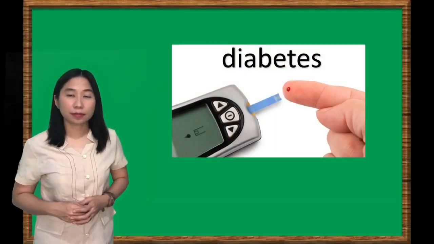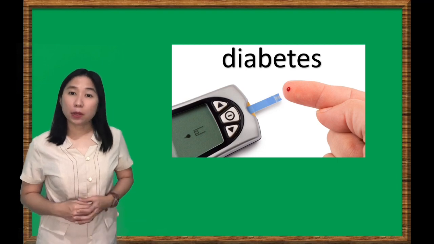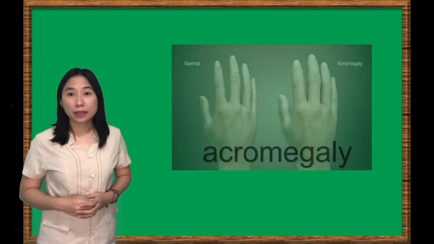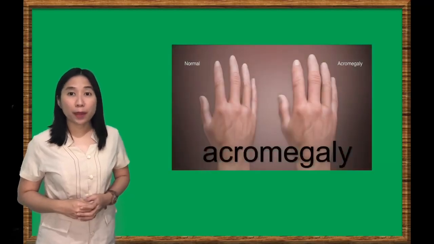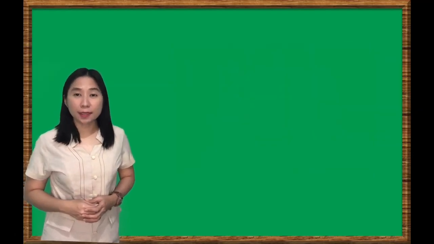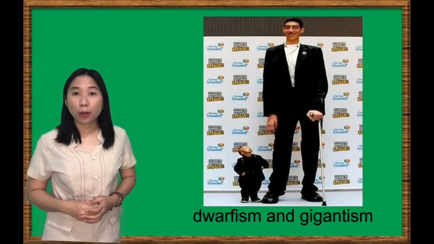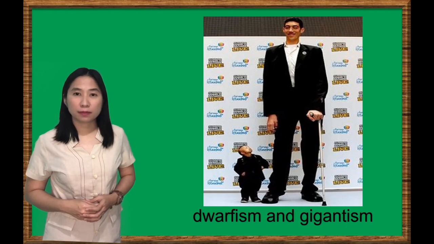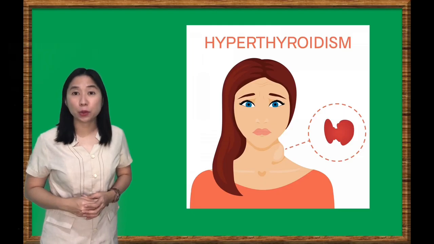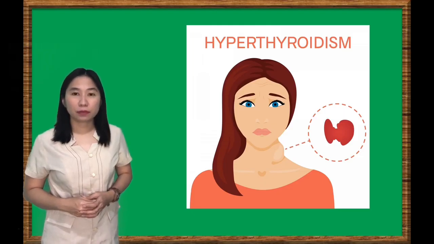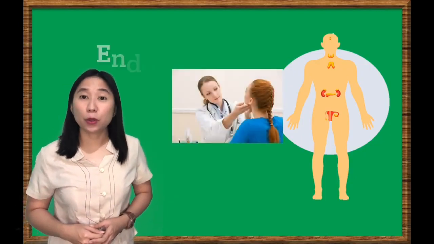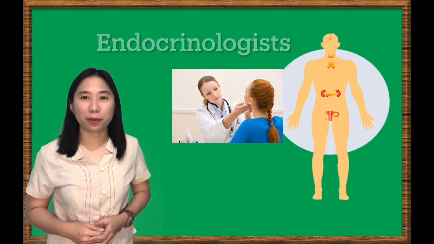Such diseases like diabetes because of low or high level of blood sugar, acromegaly, a disorder that results from excess growth hormone, dwarfism and gigantism because of low or excessive amount of growth hormone, or hyperthyroidism that occurs when the thyroid gland produces too much thyroxine. Good thing we have special doctors called endocrinologists who can help treat people with hormone problems.